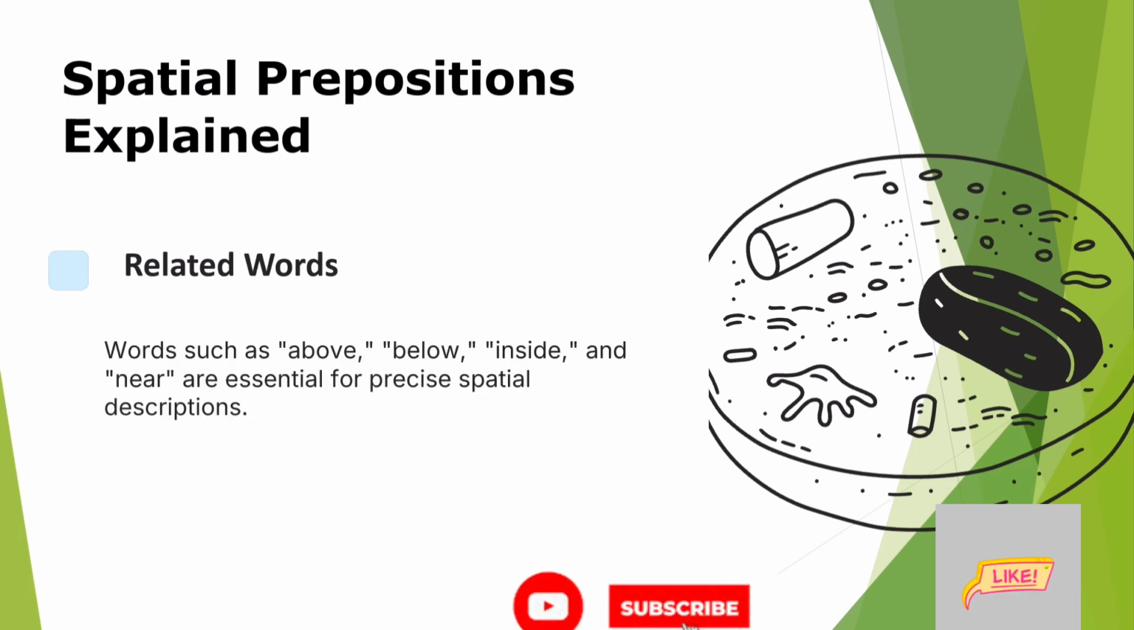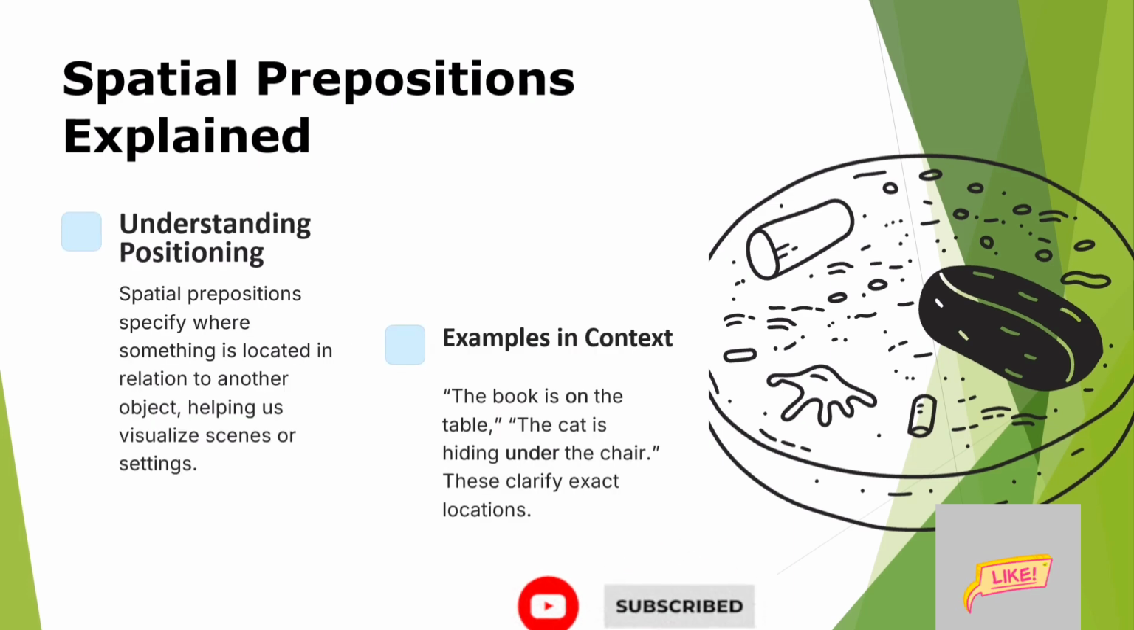Common spatial prepositions are in, on, under, above, below, near, beside, between, behind, in front of, over, inside, outside, at, to, into, onto. Now look at the examples. The cat is under the table. The picture hangs above the sofa. The child sat between his parents. The ball rolled into the room. She placed the book on the shelf.